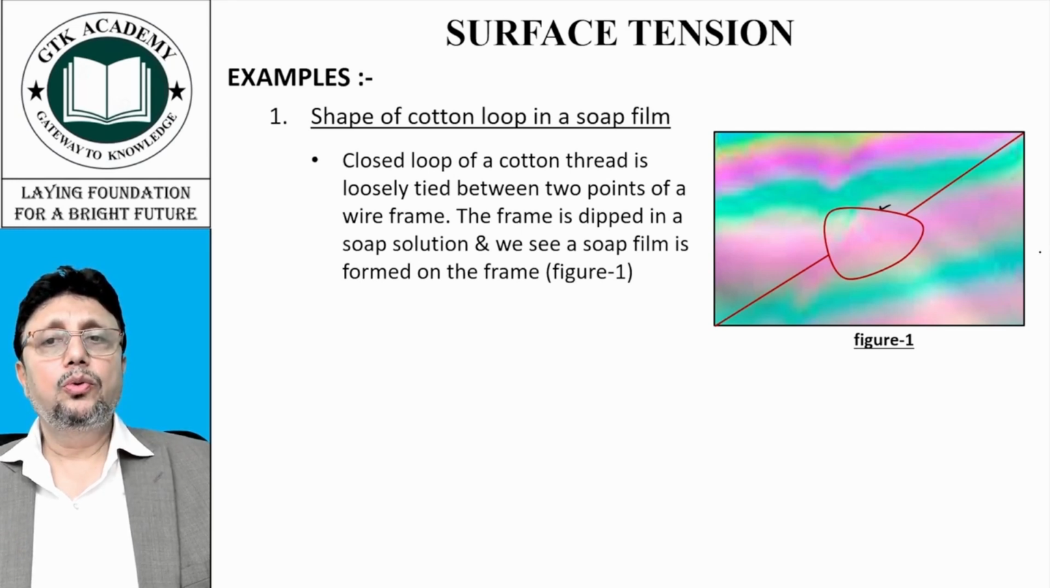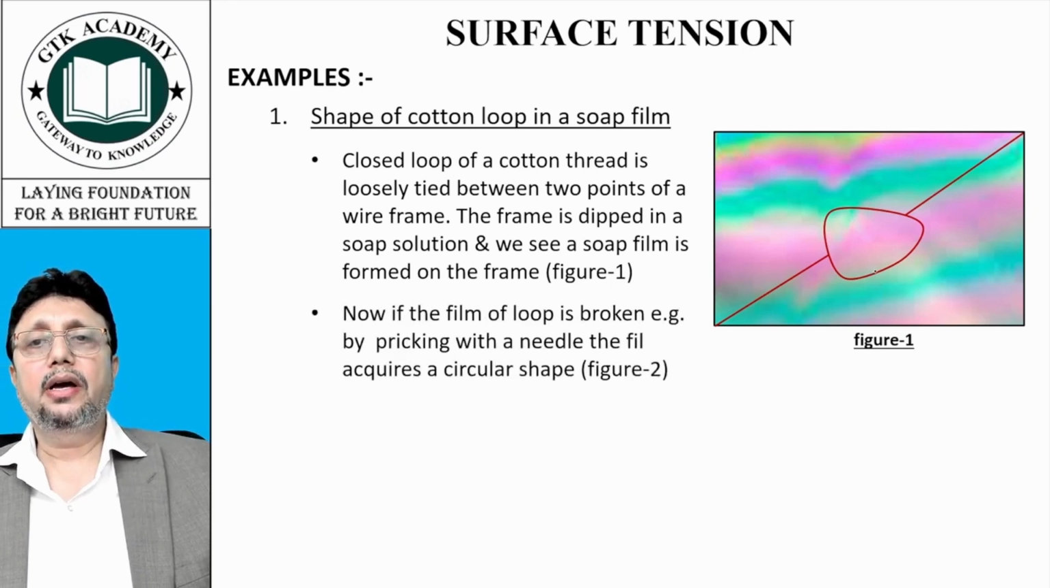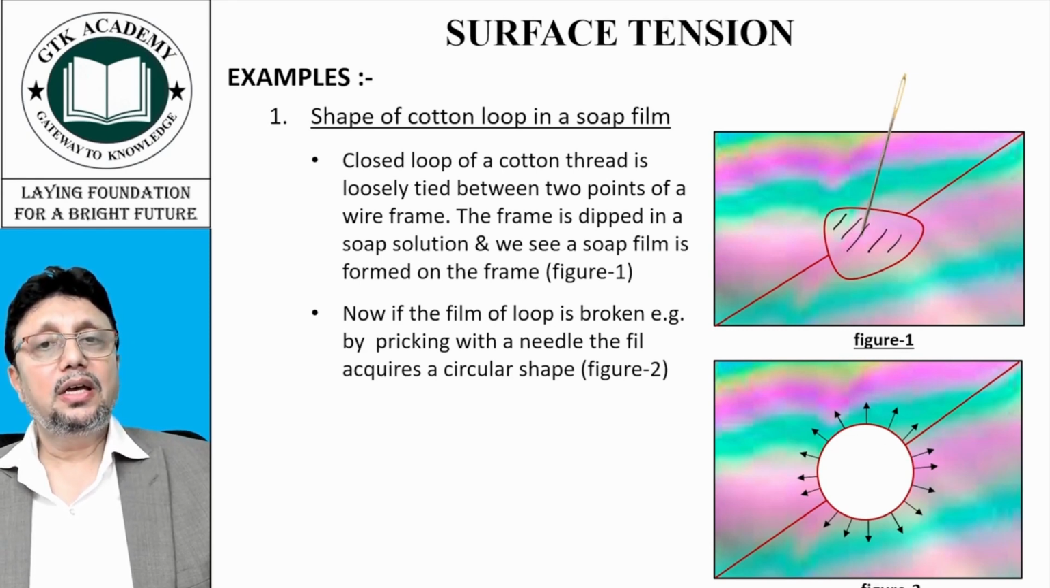Now what we do, we try to puncture this part of the soap film by a needle or a stick, anything. What will happen? Immediately this part, this loop acquires circular shape. Why? Can you answer? Please pause the video and think why it happens.